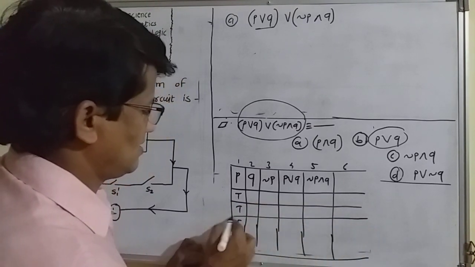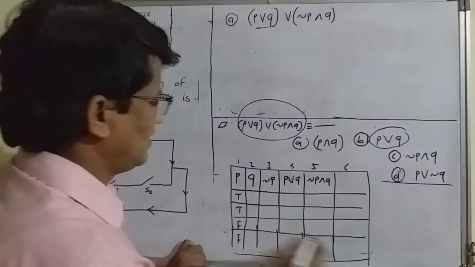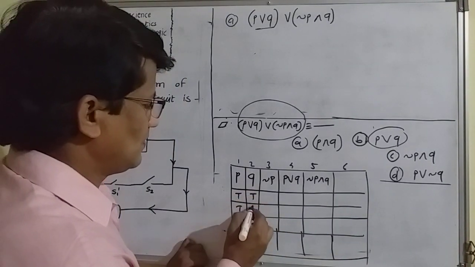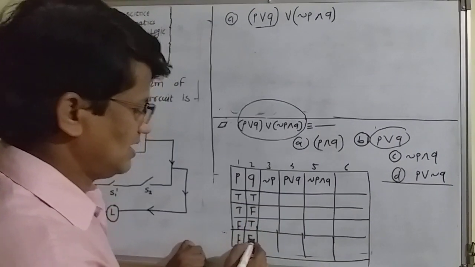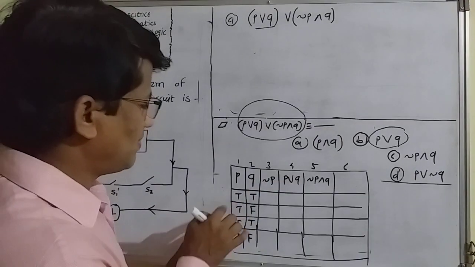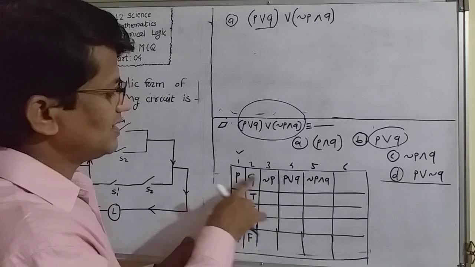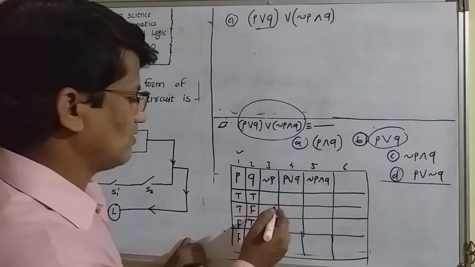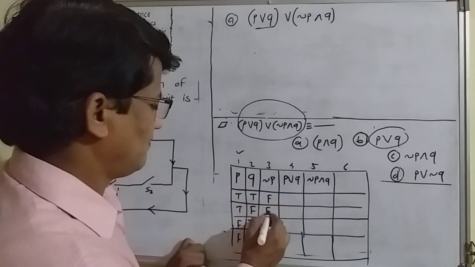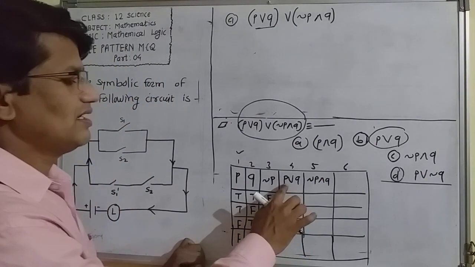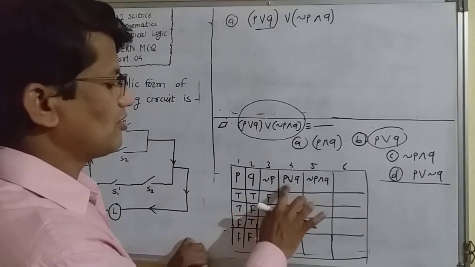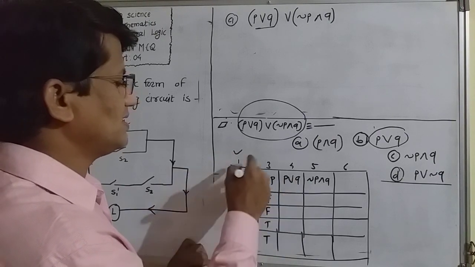Number 1, 2, 3. Here Q, TF, TF. Negation P. Here negation of P. But P is here. Write the negation of this vertical column: double F, double T. Here P or Q. P is in first, Q is in second.